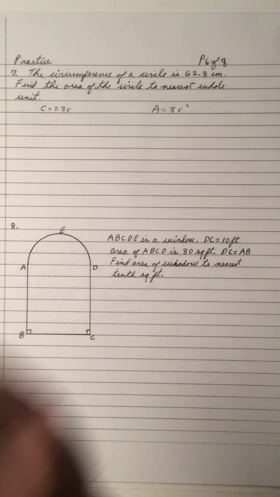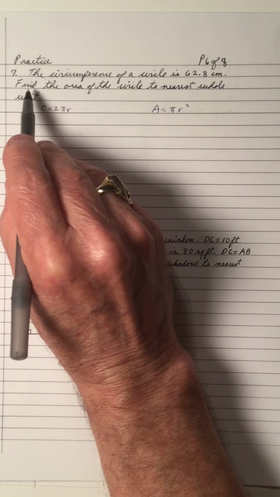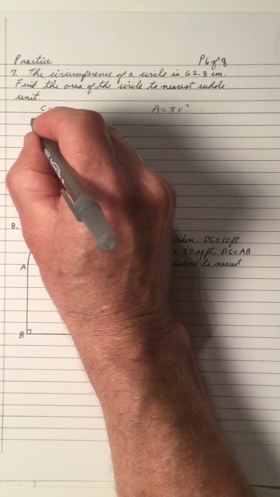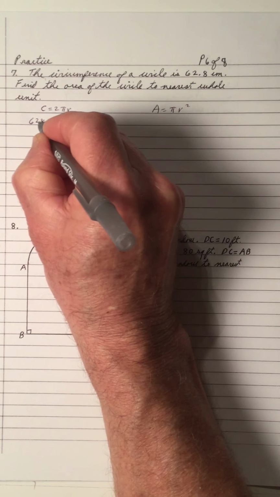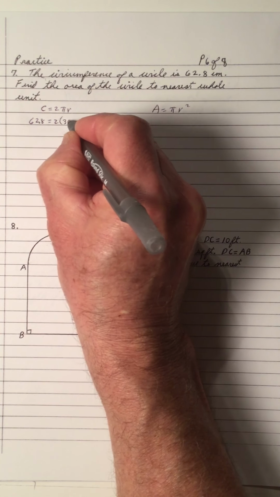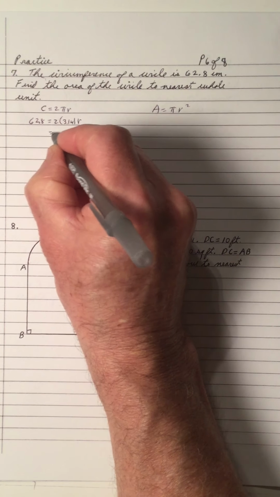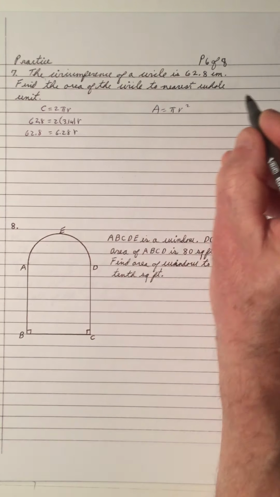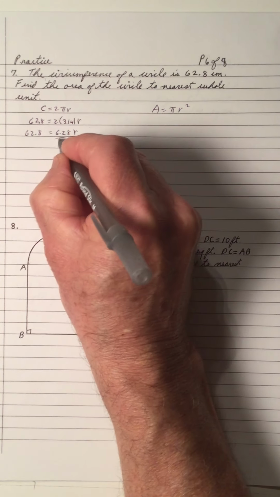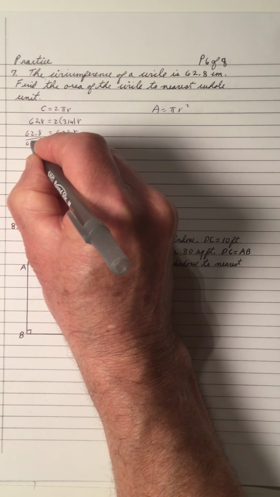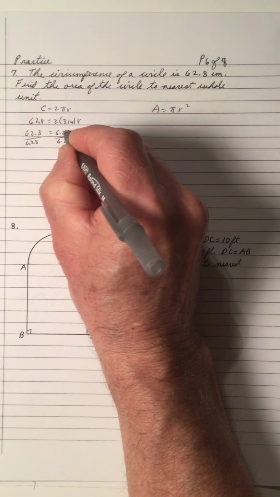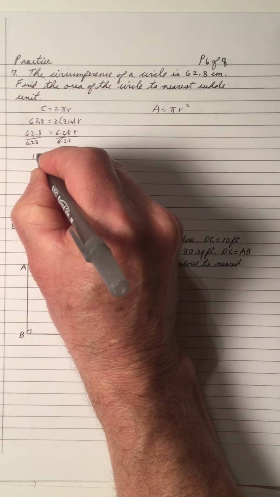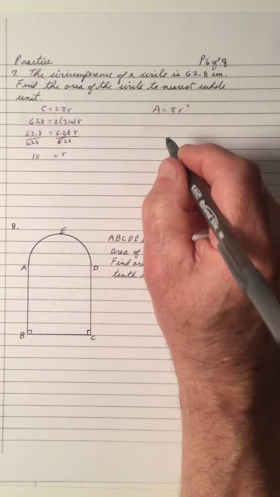So if I'm given the circumference and I want the area, I need the radius. So let's plug the circumference in: 62.8 equals 2 times 3.14 times r. Multiply, and 6.28 r is 62.8. If you divide by 6.28 on each side, 6.28 cancels out, I get r, and 62.8 divided by 6.28 is 10. So the radius of the circle is 10.